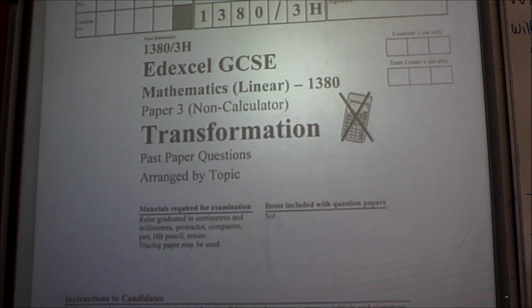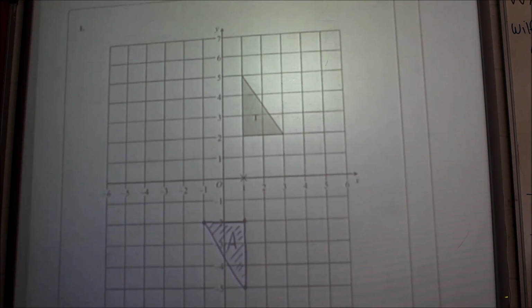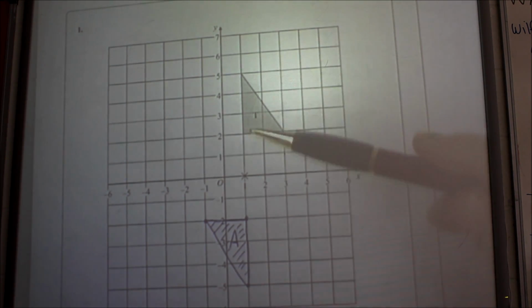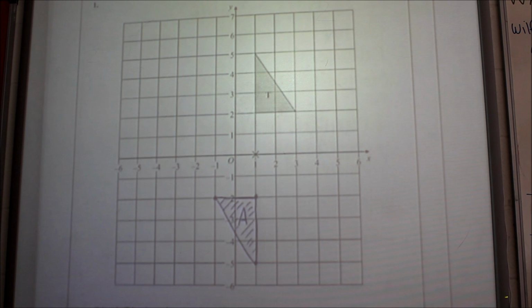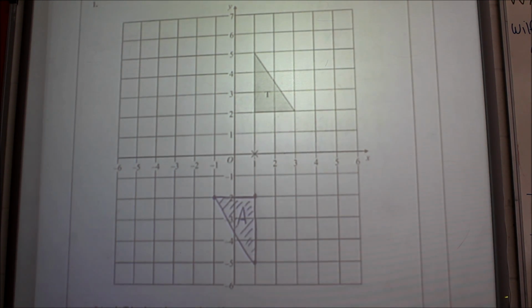Past exam questions on transformations. Question number 1. Triangle T has been drawn on the grid, which is there. It's been rotated around the point 1, 0, which has got the cross on. Label the new triangle. You should use tracing paper for this.